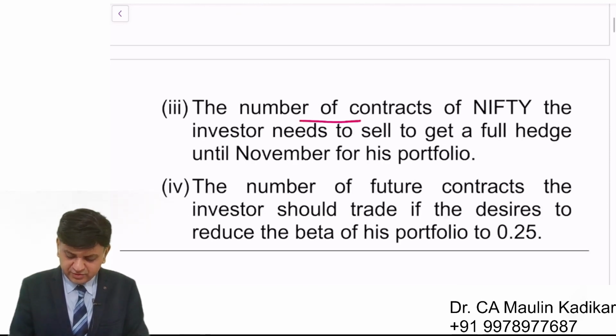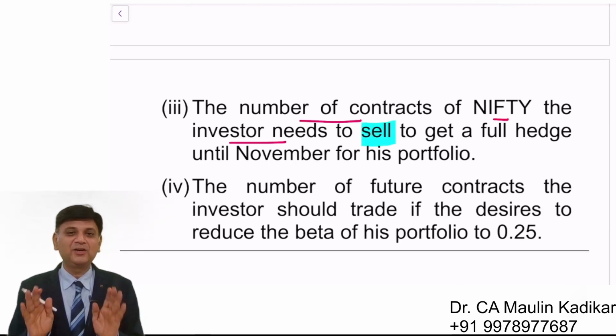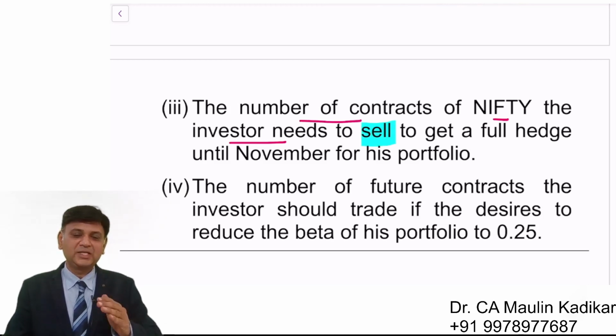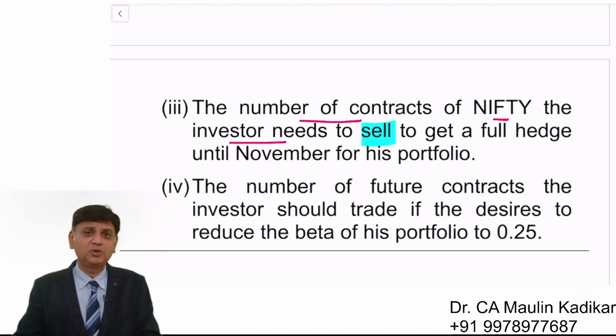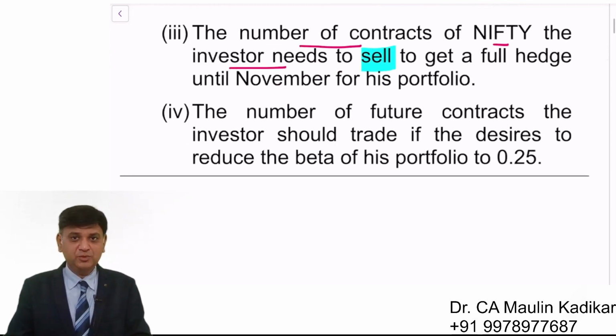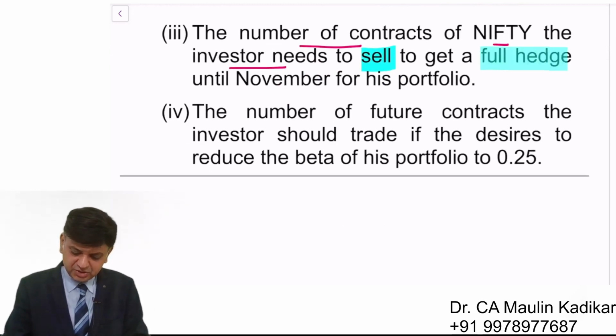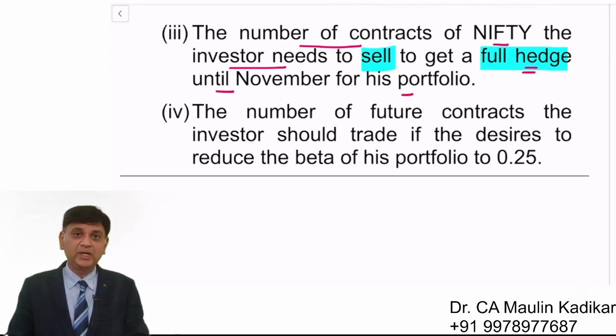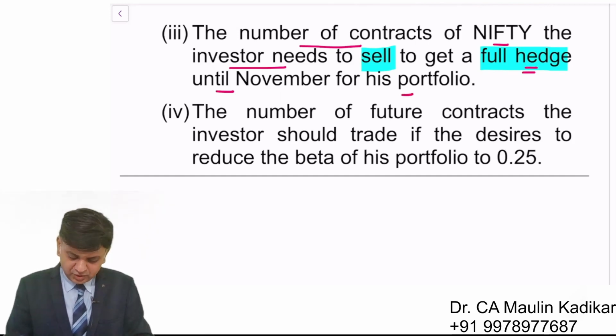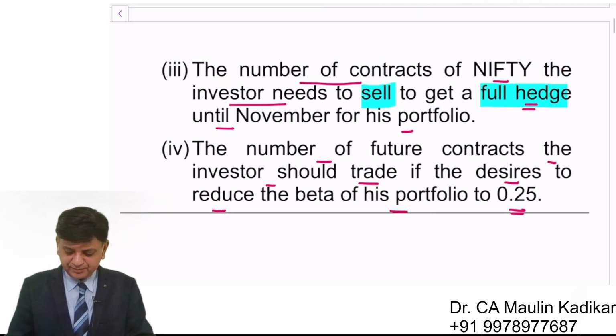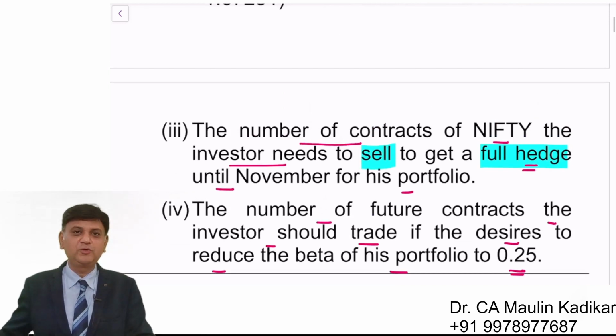Third, the number of the contracts of the NIFTY the investor needs to sell. So very good answer that they have provided along with the question. For the purpose of hedging, you have to enter into the short position because right now you have long position, to get full hedge until November for his portfolio. Dear students, the term full hedge stands for, say you want to have the beta 0. Fourth, the number of the futures contract the investor should trade if it desires to reduce the beta of the portfolio to 0.25. That is a question. I request all of you to go through the question, please.